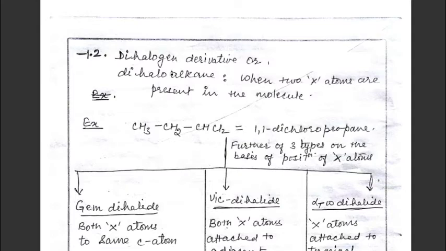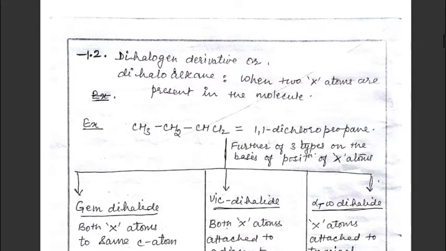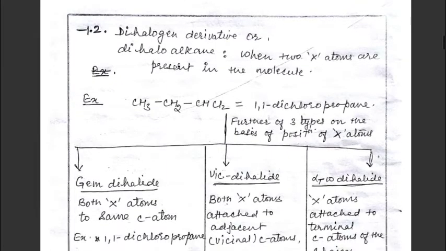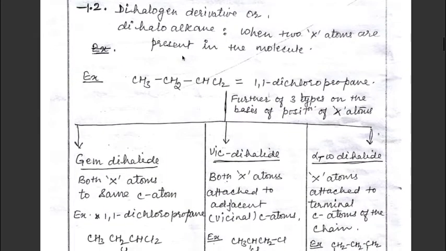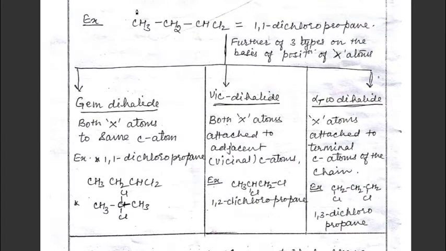So next, alkyl halides that are dihalogen derivatives. As I said earlier, if a molecule contains 2 halogen atoms, then these are called dialkyl halides. This is an example of dialkyl halide. Now, depending upon the position of the 2 halogen atoms, dialkyl halides are of further 3 types: gem dihalide, vicinal dihalide, and alpha omega dihalide.